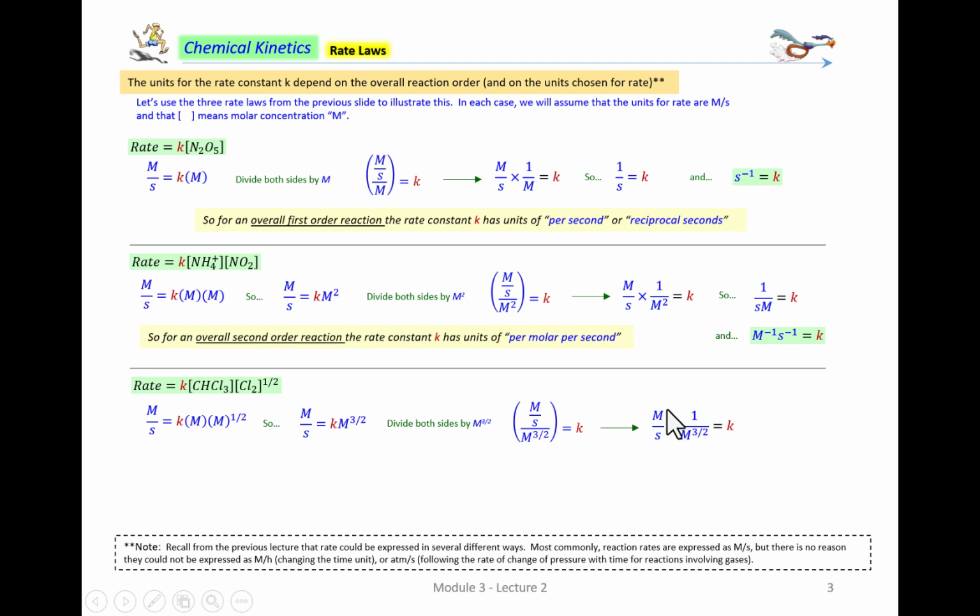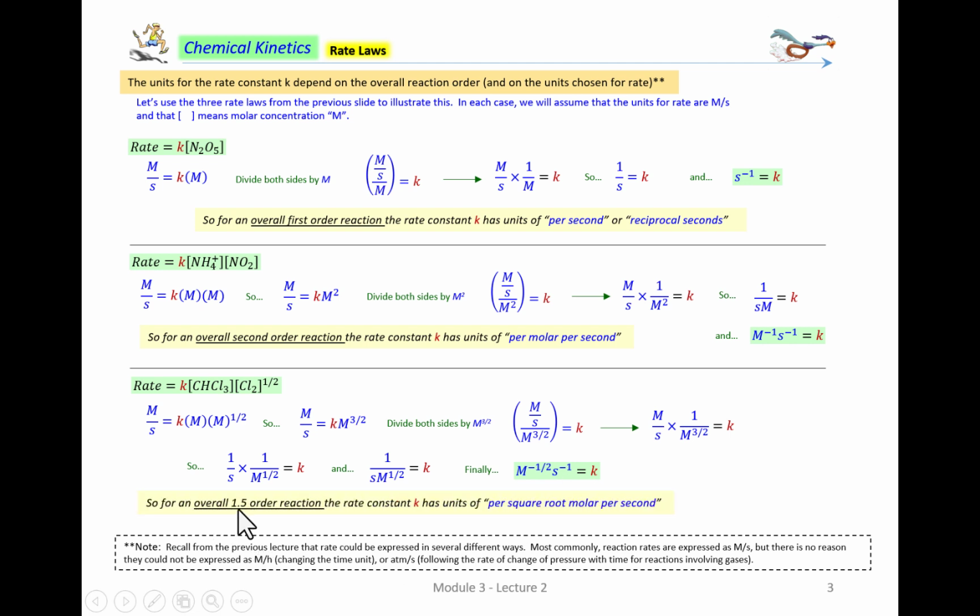And M would cancel out here, leaving just M to the half power here. And we could then write this as 1 over seconds times M to the half power. And we could write that as M to the minus 1/2 S to the minus 1 for units of K. And so for an overall 1.5 order reaction, the rate constant K has units of per square root molar per second.